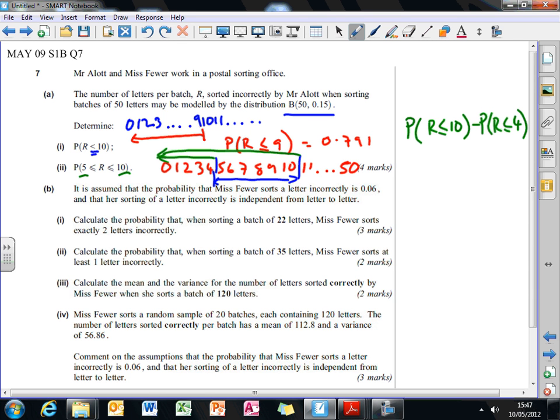I look those numbers up in my tables. 0.8801, take away 0.1121, and I get the answer of 0.768. Okay, so 4 marks. Thank gosh, that wasn't too bad.